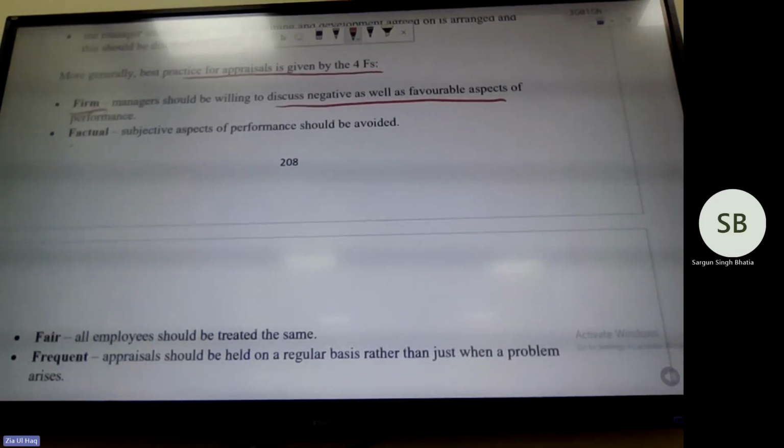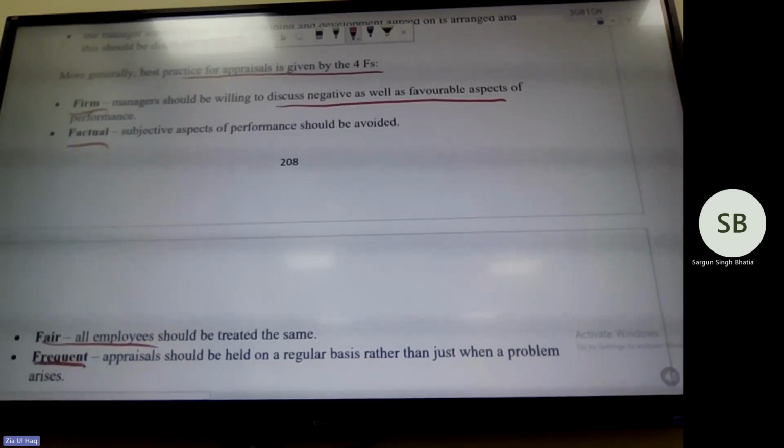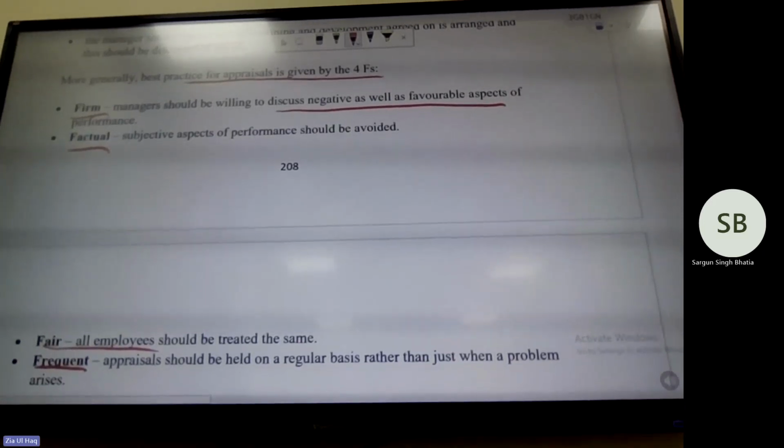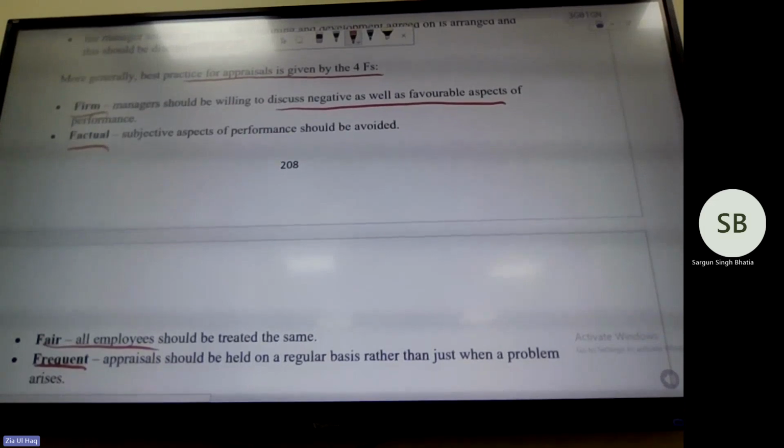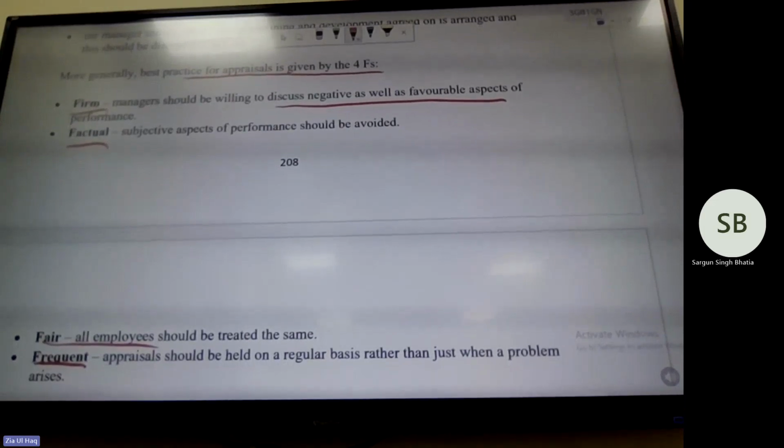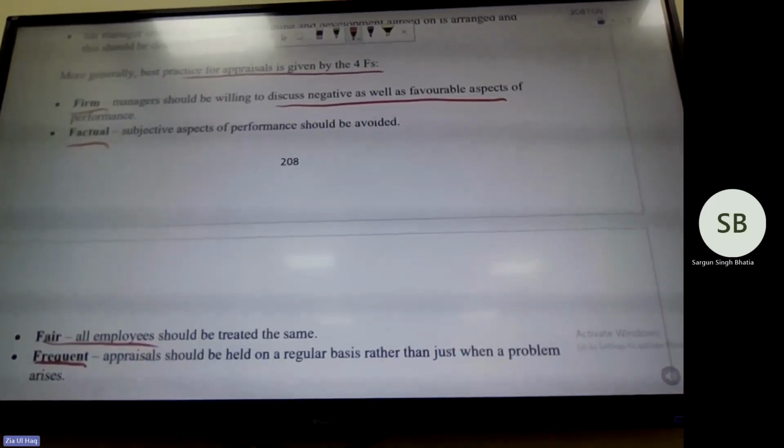It should be based on factual results rather than any guesswork. It should be a fair process and should be done on a regular basis, meaning frequent, rather than you appraise the performance once and then don't do it for the next 2 years, and in the 4th year you are again performing appraisal. Now, how to overcome the barrier by adopting 4Fs.